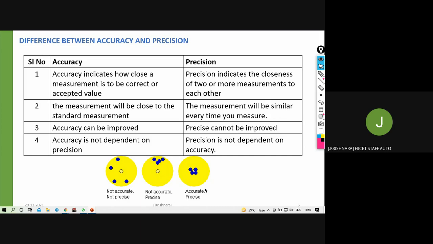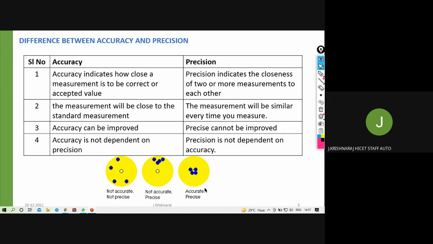Accurate means the readings are very close to the true value. So what is the true value? 10 mm is the true value. All the readings that are very close, like 9.9, 9.8, and again 10, for example, are more accurate and more precise.